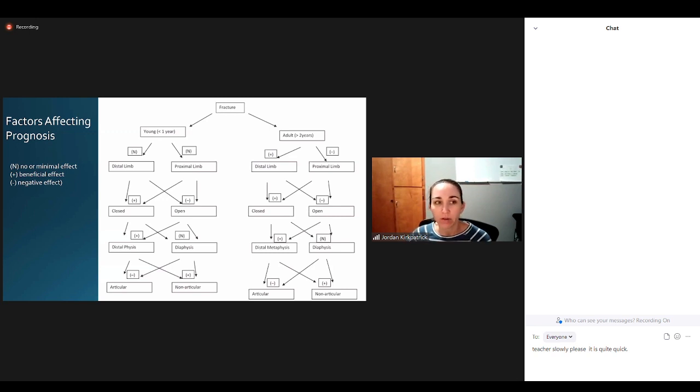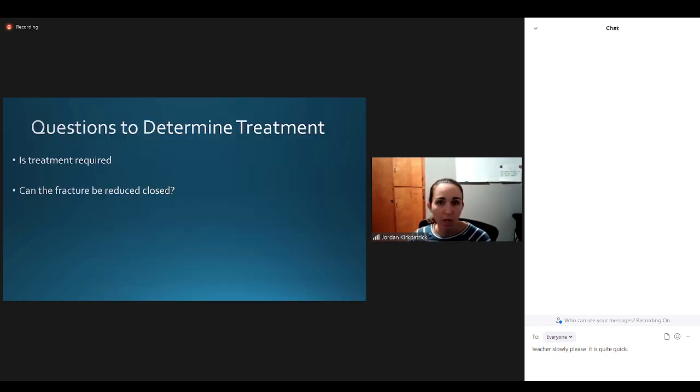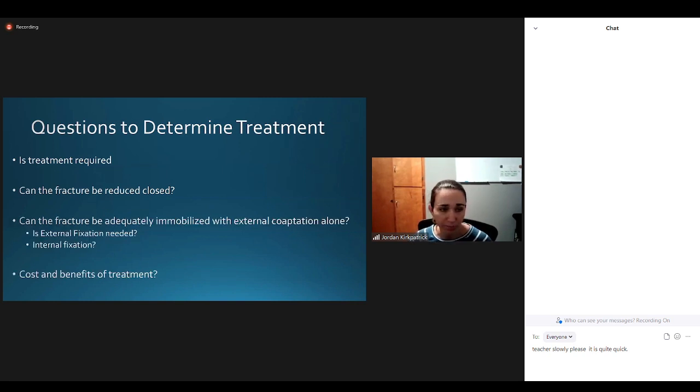This is just a chart going over what I just talked about as far as how to decide who to treat, how to treat, and what the prognosis might be. So questions to determine treatment: one, is treatment required? Is it something that some stall confinement and rest can help? If it is fractured, can the fracture be reduced closed, or do we need to actually make an incision and do an open reduction? Can the fracture be adequately immobilized with external coaptation alone? So will a cast just work, or does it actually need plates and screws or some type of internal fixation? And then again, the cost benefit of those treatments.